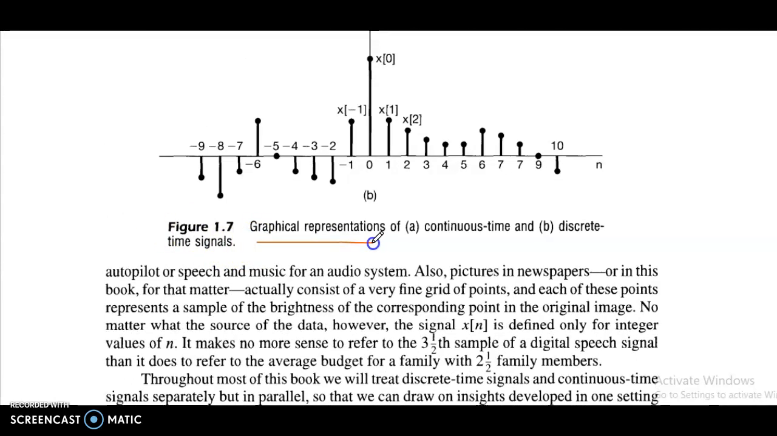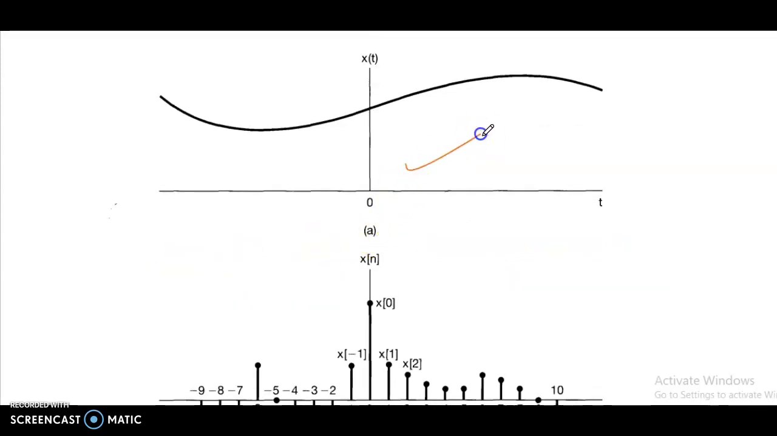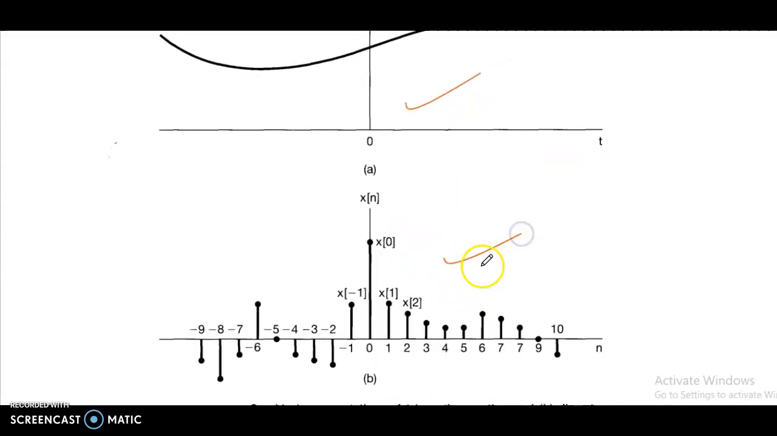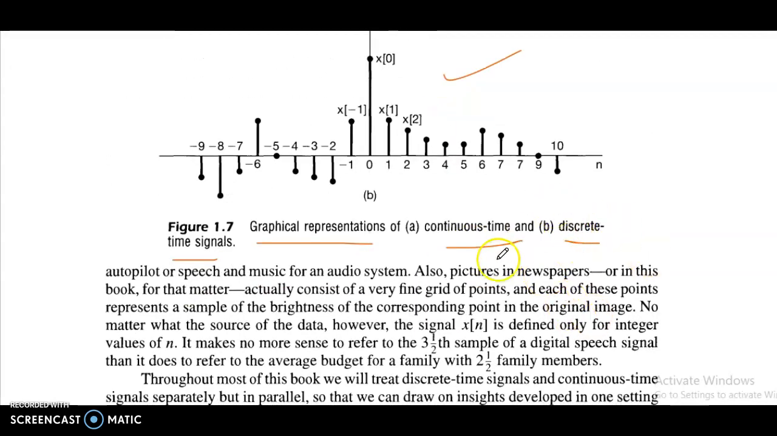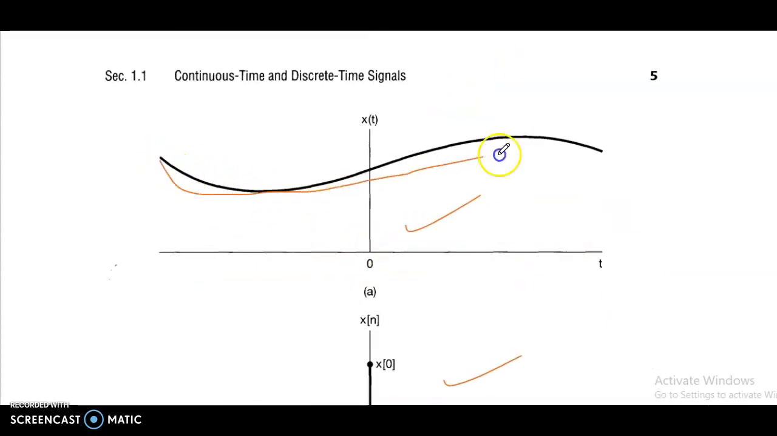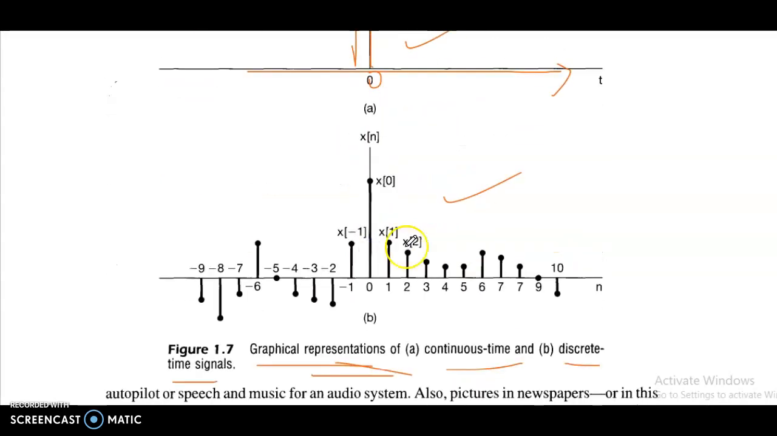Graphical representation of continuous time and discrete time signals. This is a continuous time signal, and here is a discrete time signal. In the continuous time signal, the x-axis is time and the y-axis is x of t. The value at each time is read off the curve. The same holds for discrete time signals.